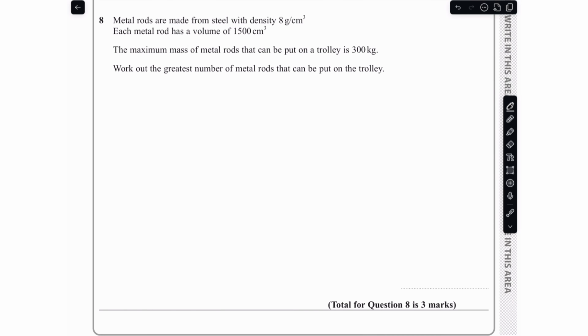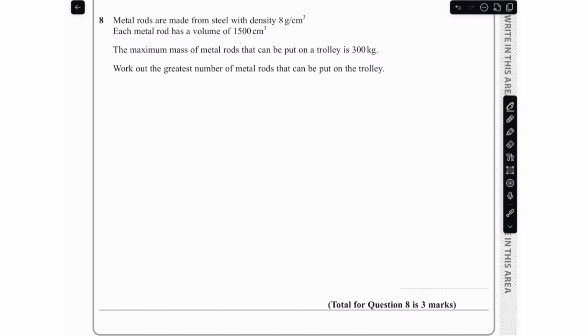In question 8, we are told that metal rods are made from steel with density 8 grams per centimeter cubed. Each metal rod has a volume of 1,500 centimeter cubed. The maximum mass of metal rods that can be put on a trolley is 300 kilograms. Work out the greatest number of metal rods that can be put on the trolley.